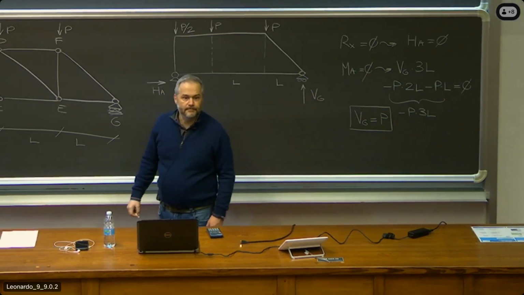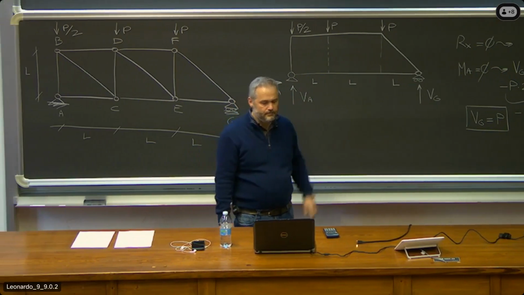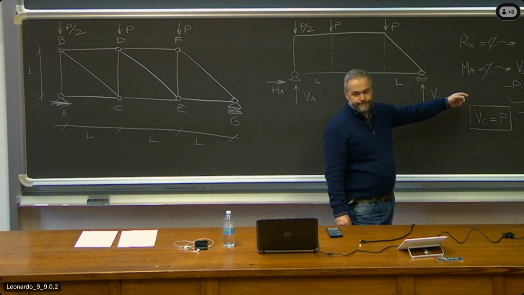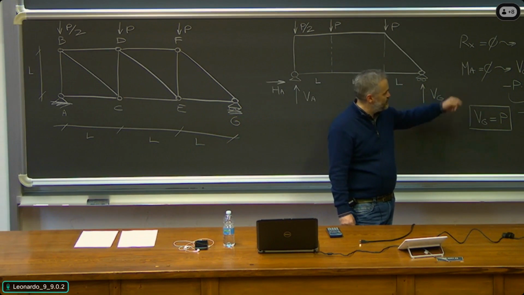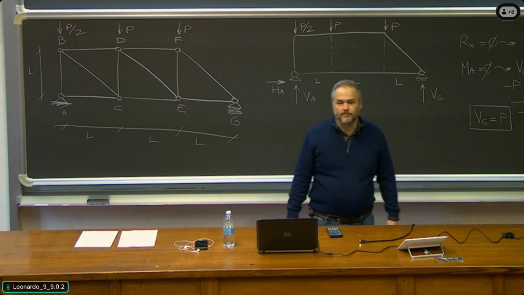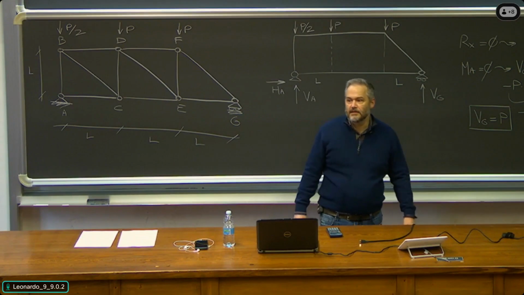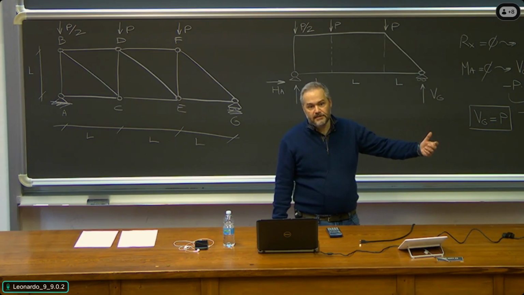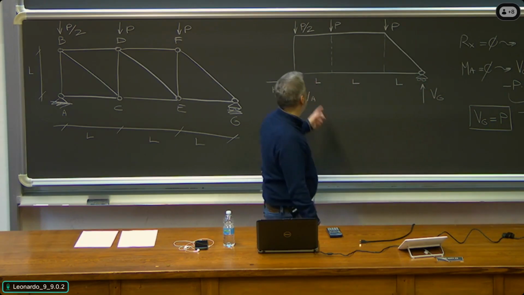Okay? Here's the result. I'm showing it for the people at home. Okay? Now for VA, you have two possibilities. You do the same exact thing, but writing a rotation equilibrium with respect to G, or you can now use the vertical equilibrium, because in this case, you only have one unknown, which is VA.